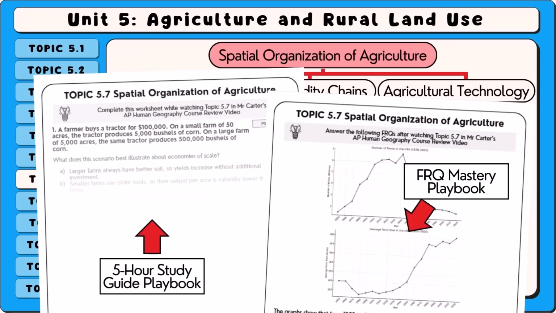If you're following along with the study guide, check your answers for this section using the answer key before moving on. And when you're ready, we'll move on to topic 5.8.